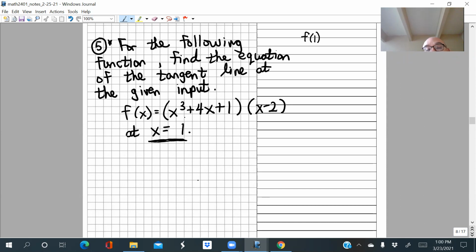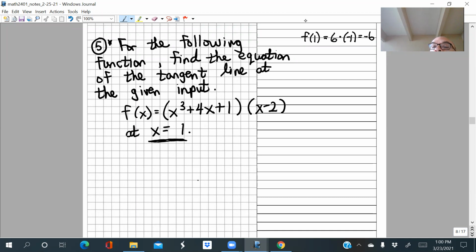And let's see, we can probably do that without even doing much arithmetic, right? If you plug a 1 in here for x, you're going to get 1 plus 4 times 1 plus 1, right? This is 1 cubed, which is 1, plus 4 times 1, which is 4, plus another 1. So that's going to turn out to be 6, right? And then when you plug 1 into the second set of parentheses, you get 1 minus 2, which is negative 1. So it looks like f of 1 turns out to be minus 6, right?